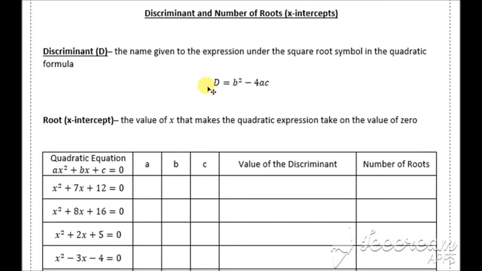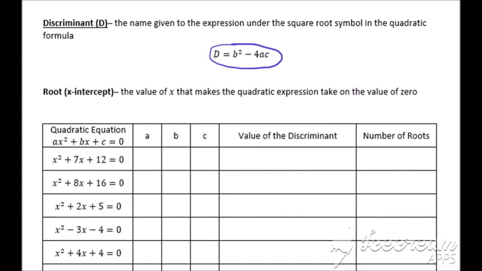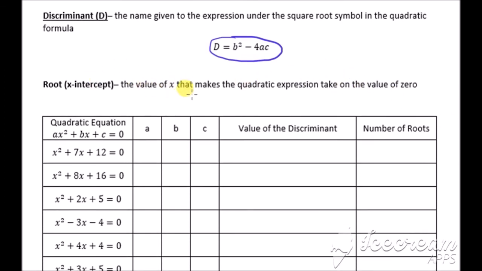Now we're going to talk about the discriminant and how that's related to the number of roots, or like the x-intercepts. So the discriminant in the quadratic formula is just that expression under the root sign. Okay, so b squared minus 4ac. So the roots or x-intercepts are the value of x that makes a quadratic expression take on the value of 0. Okay, in other words, it's a point that's going to lie right on this x-axis, right? Taken on 0.